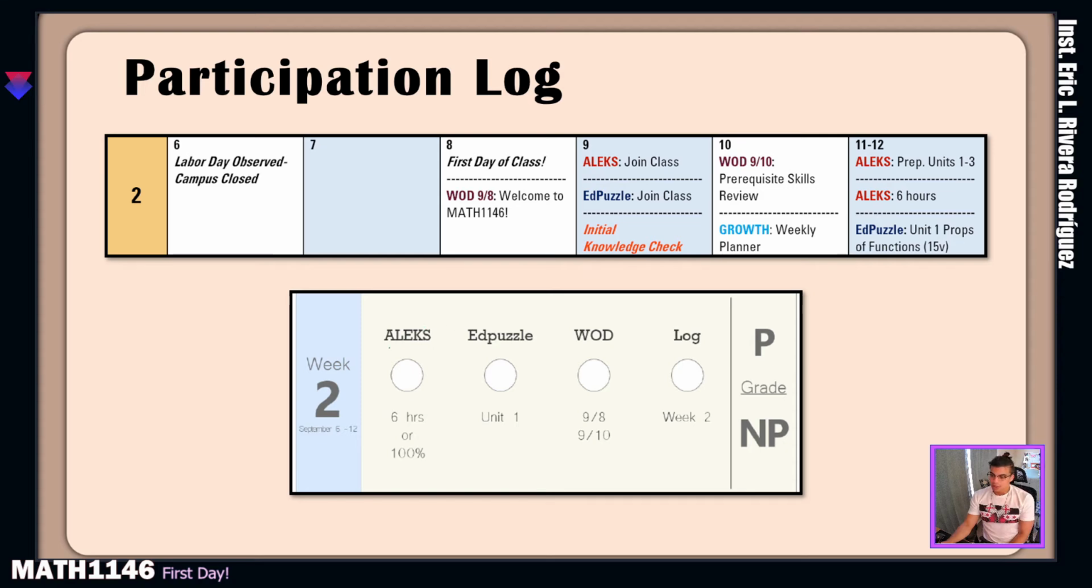And then you are going to see that first thing, calendar here, week number 2. So participation log, week number 2. Let's focus on this. We have 4 participation requirements to meet, right? So you see ALEKS, expository watch of the day, and submit the log of week number 2.